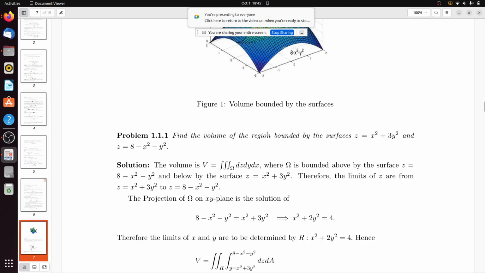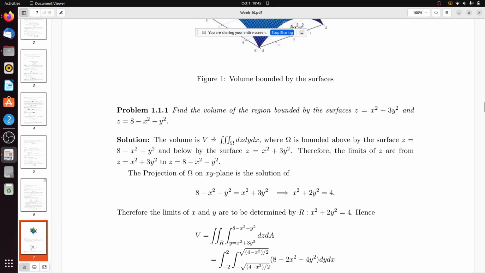So how will we integrate it? See, the volume is V, and it is the triple integration over omega of dz dy dx, where omega is bounded above by the surface z equal to 8 minus x square minus y square and below by the surface z equal to x square plus 3y square.